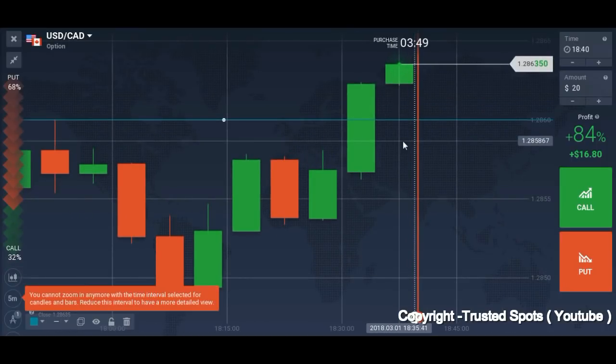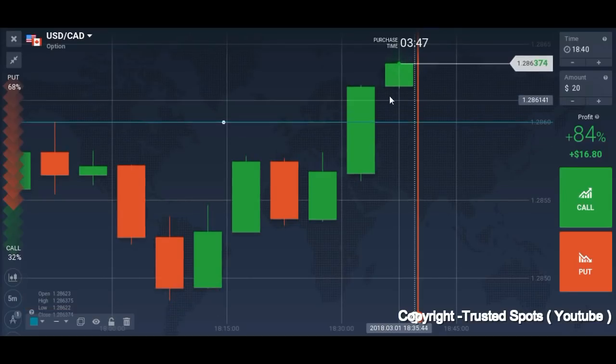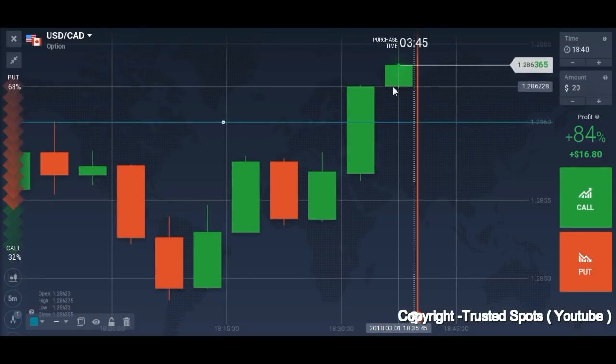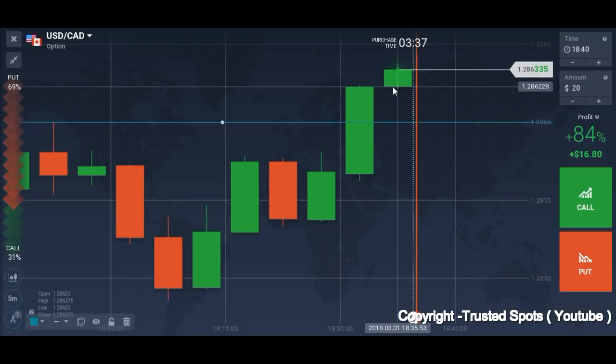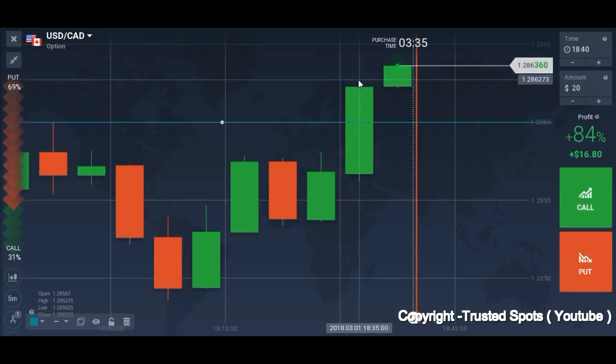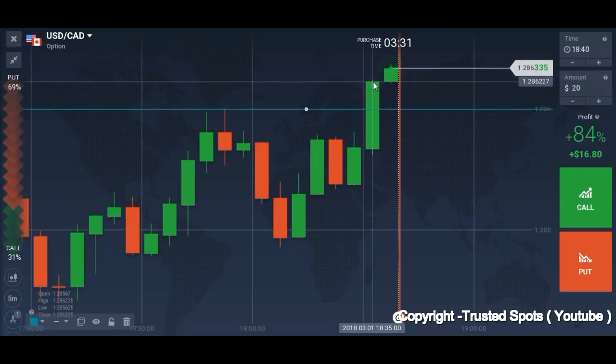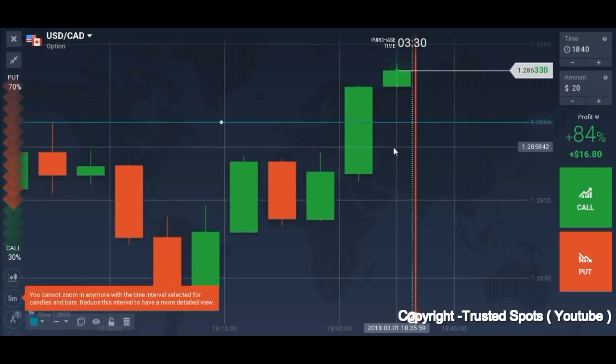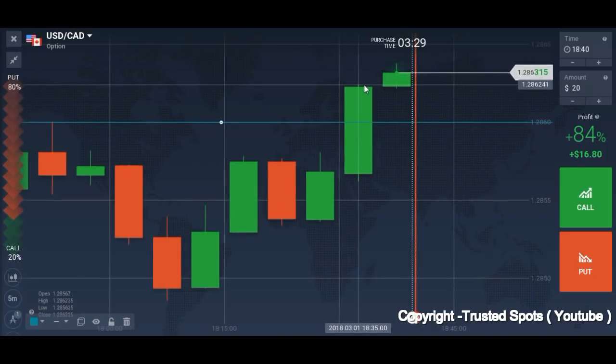Margin of safety is to take a trade in the direction where you want to take, but to avoid a risk, you will wait for the market to go in the reverse direction and then trade with the confirmation. So in this scenario, as you can see, that last candle is a strong green candle suggesting the market wants to go up, but I didn't place a call here.